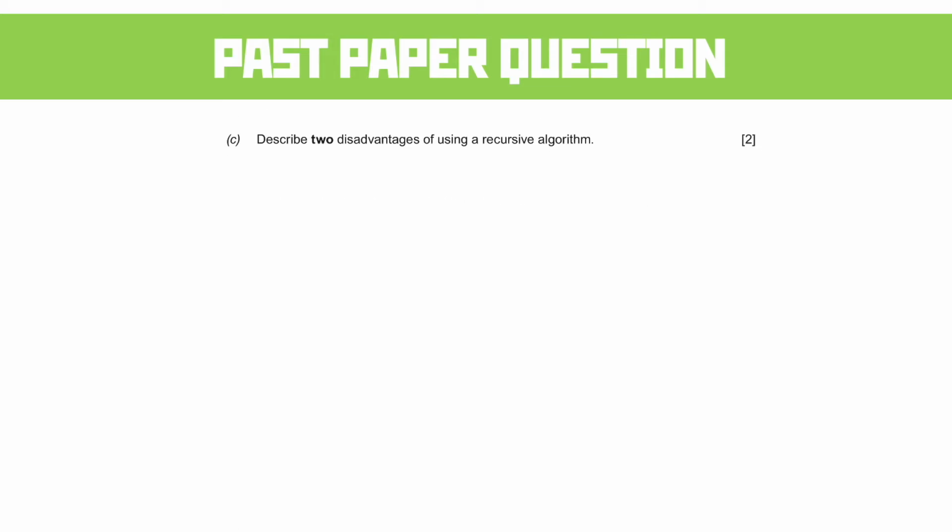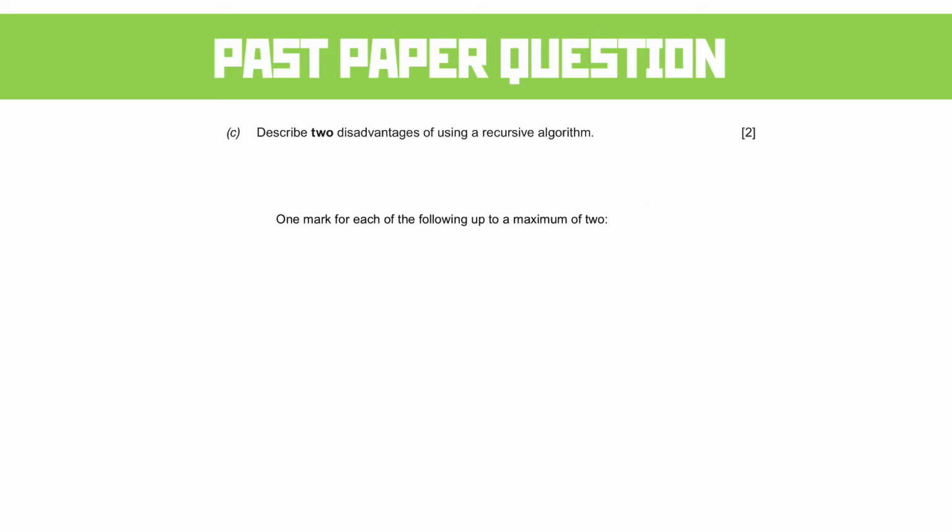Part C, describe 2 disadvantages of using a recursive algorithm. Well, first of all, memory overheads. We're using multiple stacks and recursive procedural calls, which means that there's going to be a lot of memory required. It's difficult to program also. It's difficult to dry run. It's difficult to debug if there's a fault. We could end up with a stack overflow in that the amount of things needed in the stack has exceeded the amount of memory available to it. We could end up with an infinite loop because there may not be a base case.